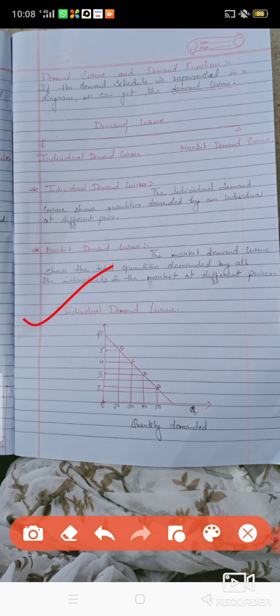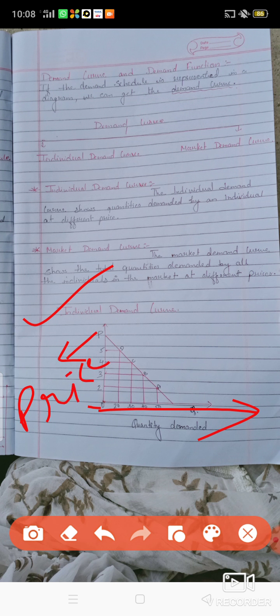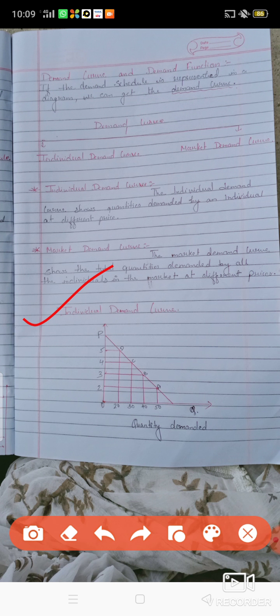You can see here, this is quantity demanded and this P is for the price. We always represent quantity demanded on the x-axis, which is horizontal, and price on the y-axis, which is vertical. So we plot the price on the y-axis and we plot the quantity demanded on the x-axis.